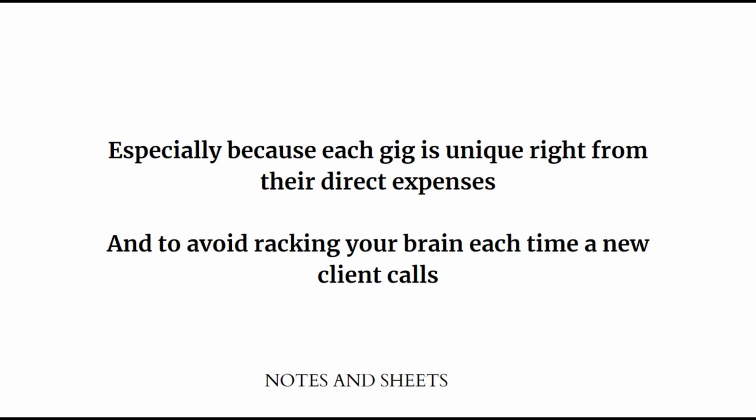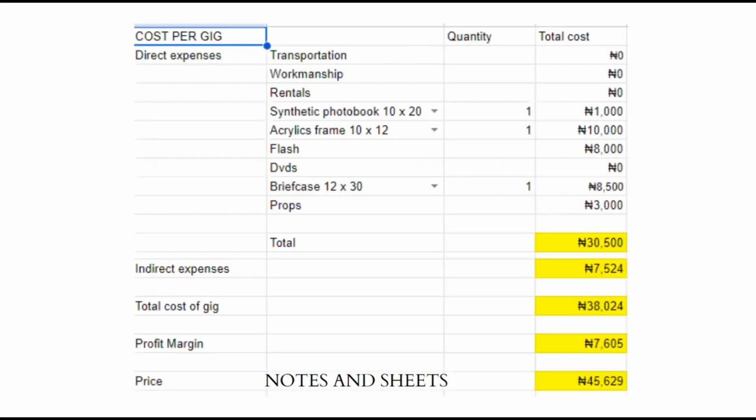Now, to avoid racking your brain each time a new client calls, I created a template that looks like this, right? So it has the tab where you can put in your direct expenses, the cost of your transportation, the cost of workmanship, if they'll be getting any, if you'll be renting anything.